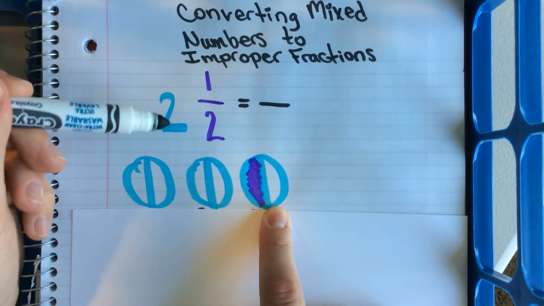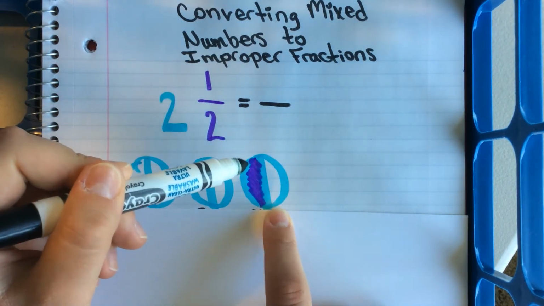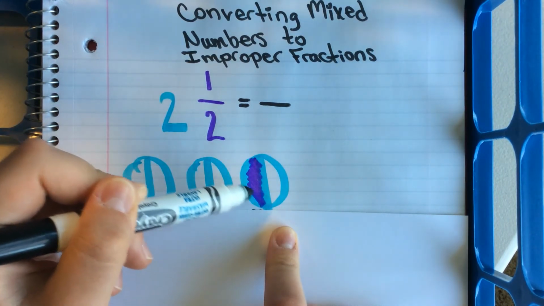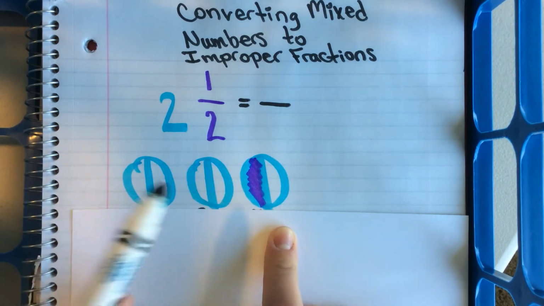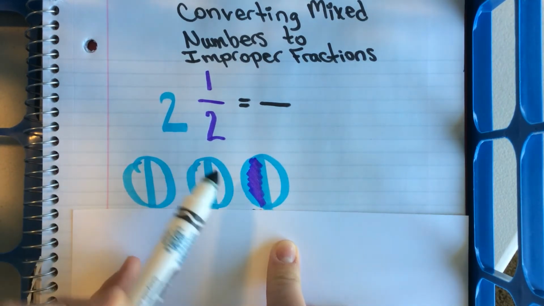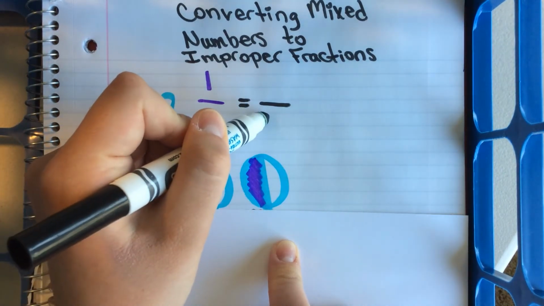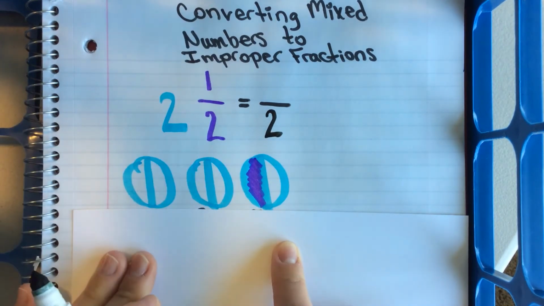Because if you look at this, we have 2 wholes, okay? We also have half a pizza. So I drew a whole and just shaded in 1/2 for you. Now, we know that we're dealing with halves, and that's not changing. So our denominator stays the same, okay? So we're still working with halves.